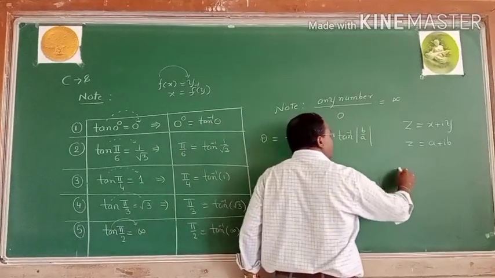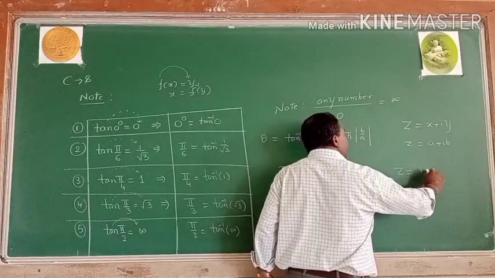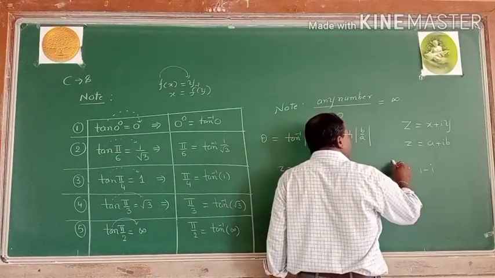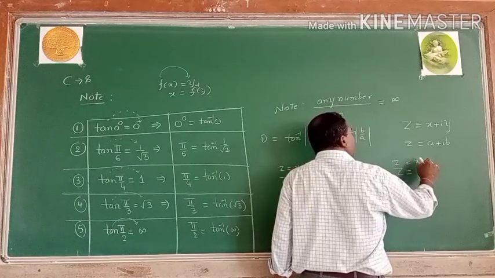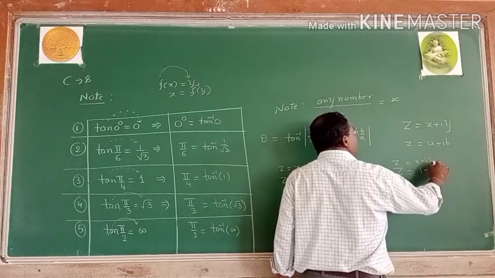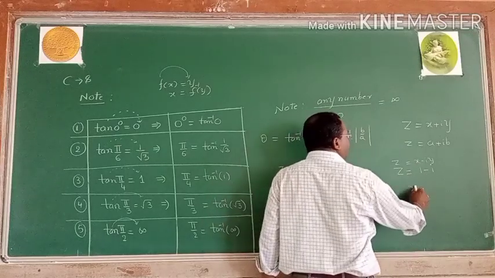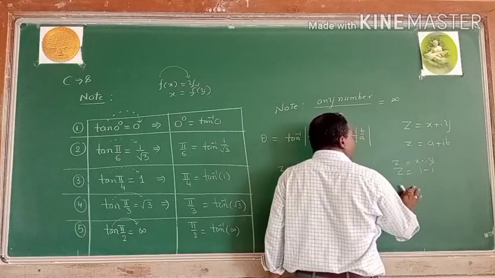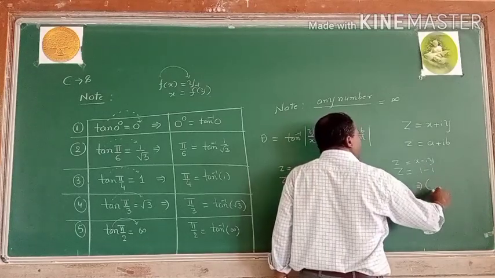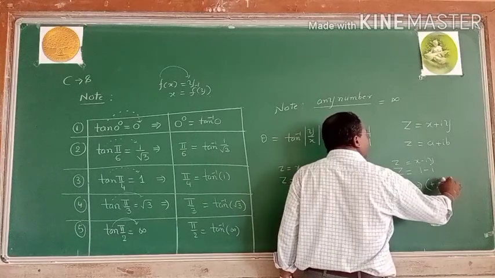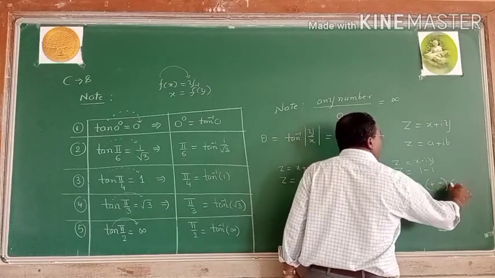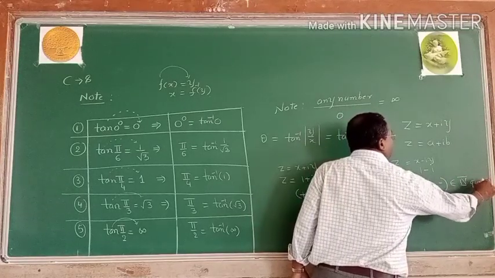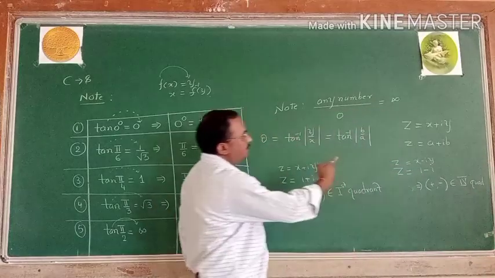Suppose you take z is equal to 1 minus i. Here z is a complex number in x minus iy form. Here x is positive, y is what? Negative. Which quadrant does it belong to? x is positive, y value is negative. Positive, negative belongs to which quadrant? It belongs to the fourth quadrant.